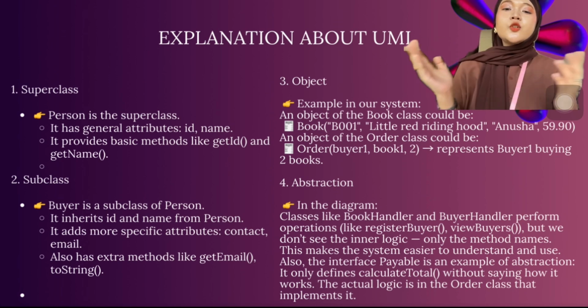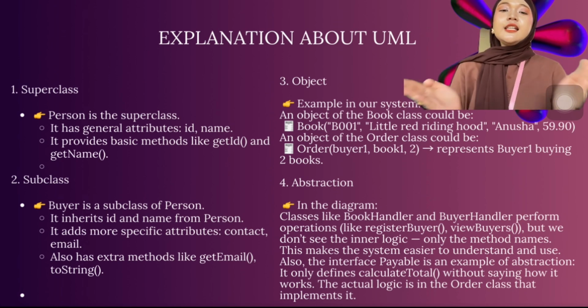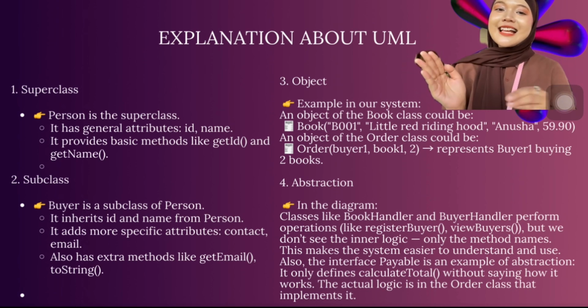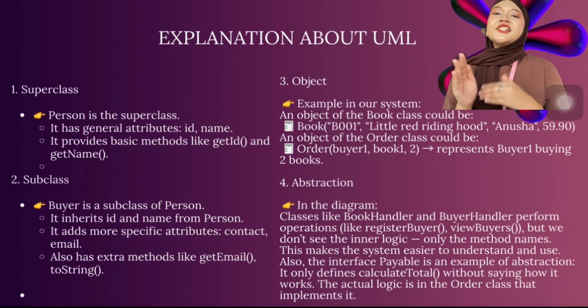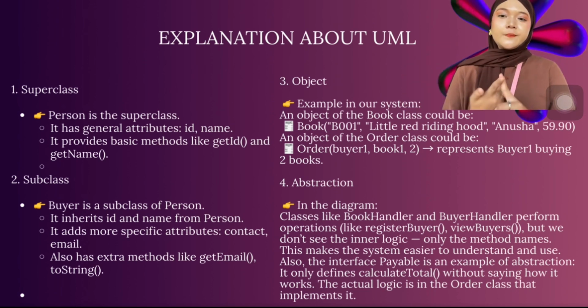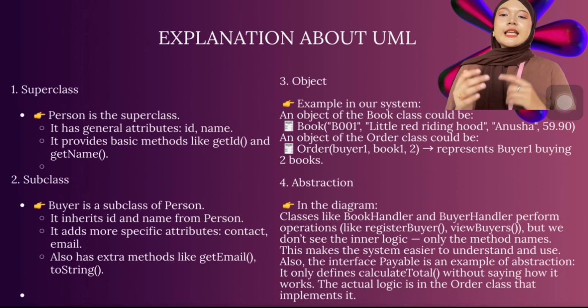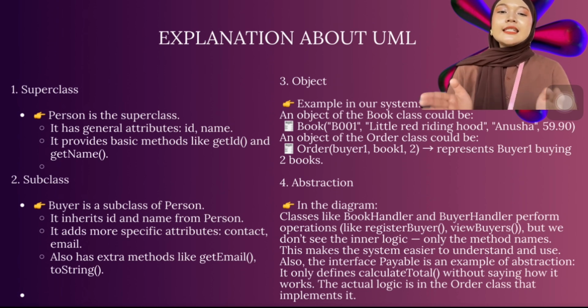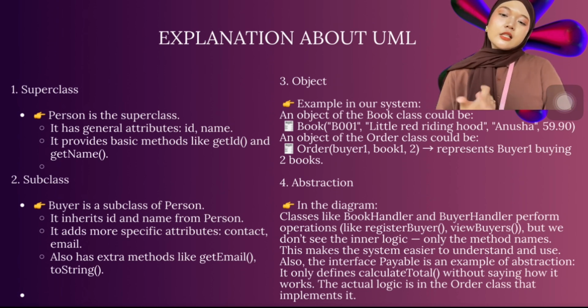But the first one is the superclass. Person is our superclass in the UML diagram. It has general attributes like ID and name. It provides basic methods like getID and getName. Second is the subclass. Buyer is a subclass of Person. It inherits ID and name from Person. It adds more specific attributes, contact and email. It also has extra methods like getEmail and toString.